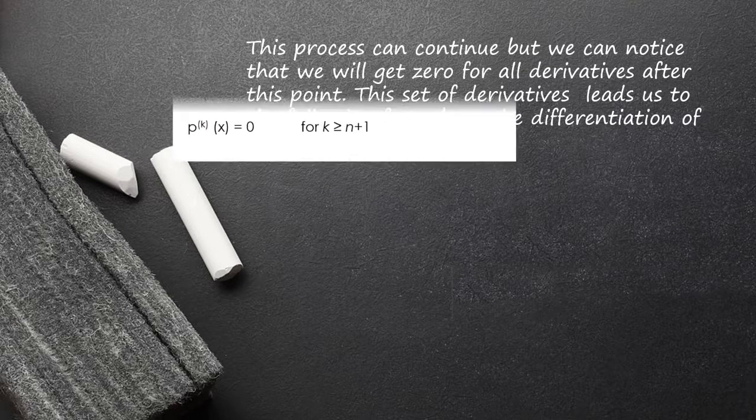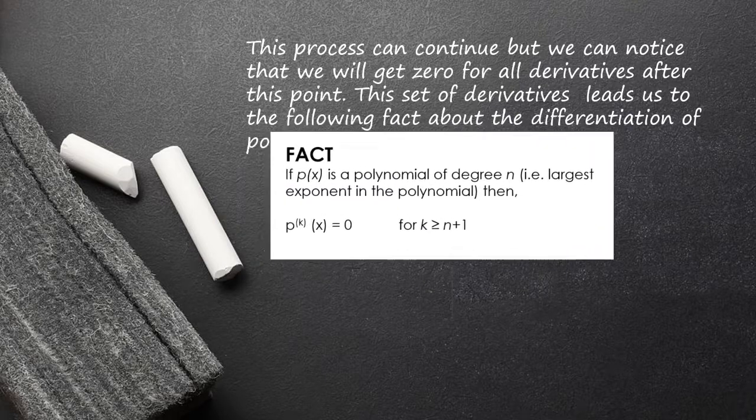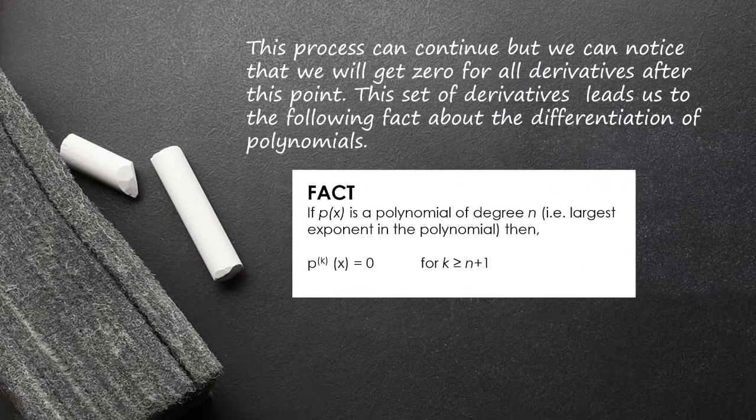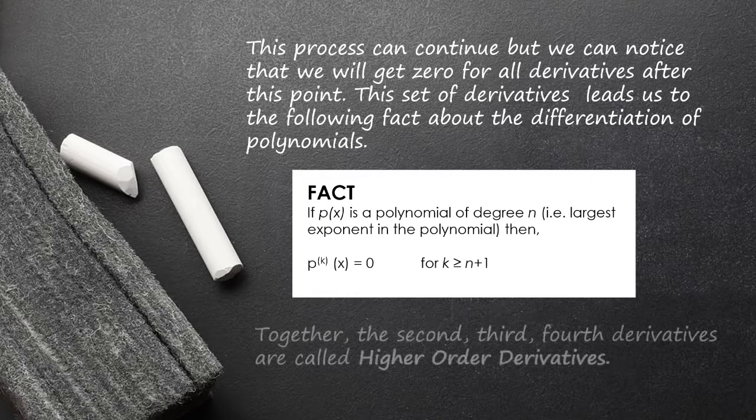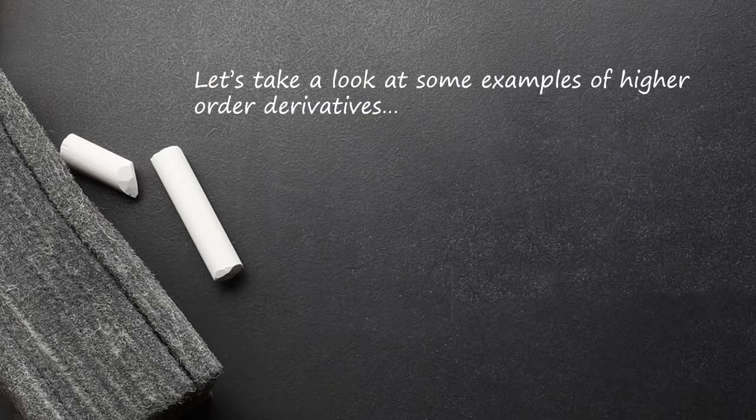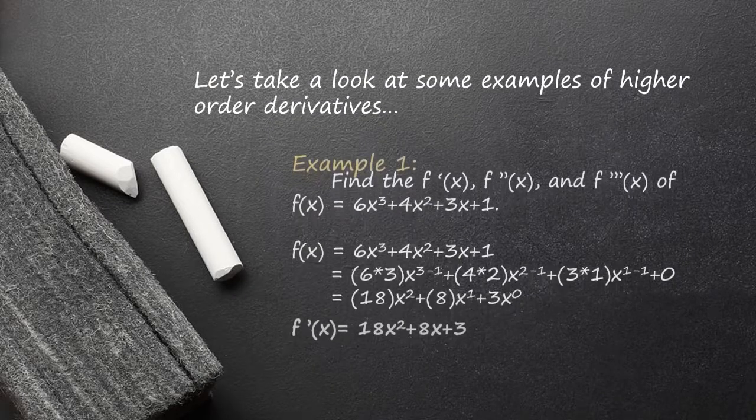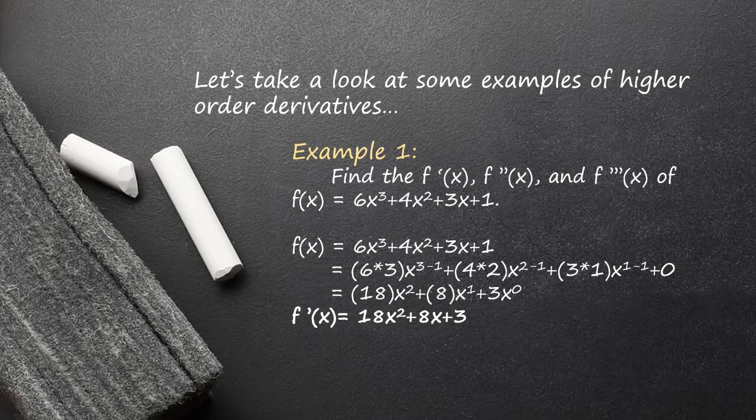This set of derivatives leads us to the following fact about differentiation of polynomials. Together, the second, third, and fourth derivatives are called higher order derivatives. Let's take a look at some examples of higher order derivatives. Example number 1. Find the first derivative, second derivative, and third derivative of f of x equal to 6x cubed plus 4x squared plus 3x plus 1. So, 6x cubed plus 4x squared plus 3x plus 1.